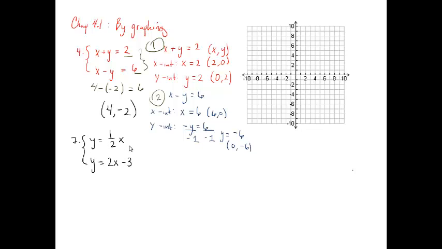I'm sorry, that's a lie. Let's take a step back. You notice it's in slope-intercept form, which means I'm going to graph it using the slope and the y-intercept. So equation number 1.